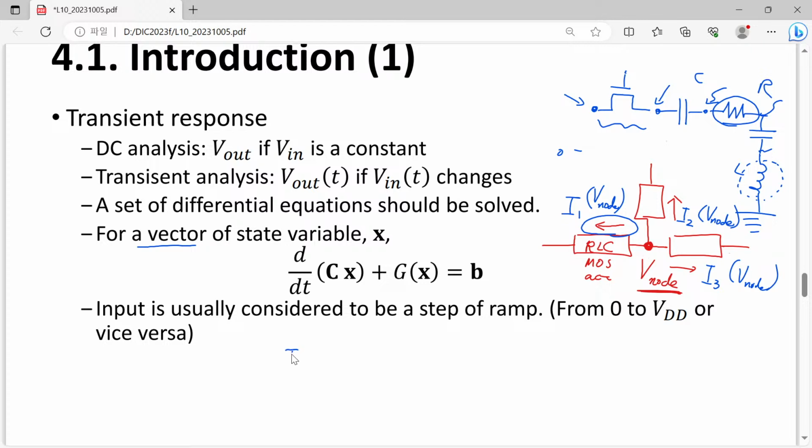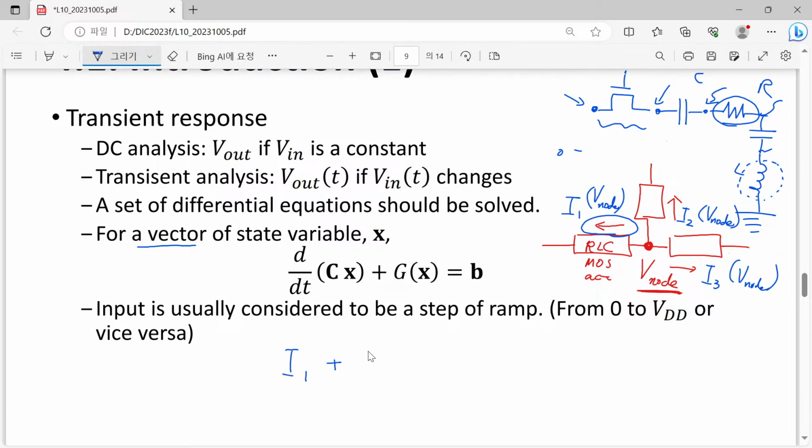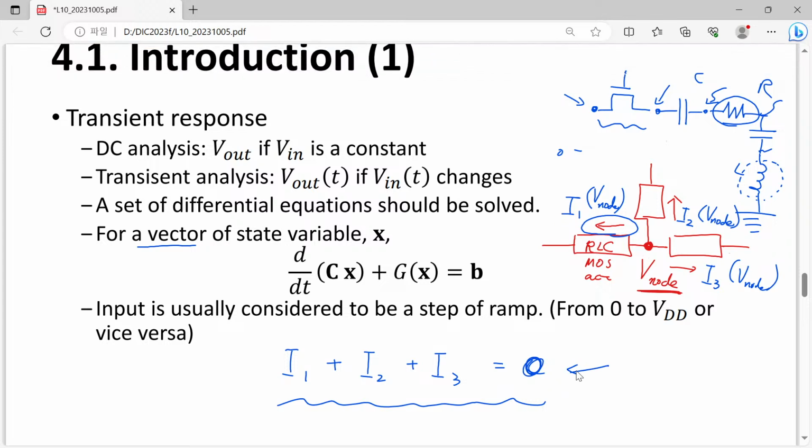After that, the sum of I1, I2, and I3 should be 0. That is the basic rule. What is it? This is nothing but a restatement of Kirchhoff's current law. At a certain node, the sum of all branch currents should vanish. That is written here; I simply wrote KCL.